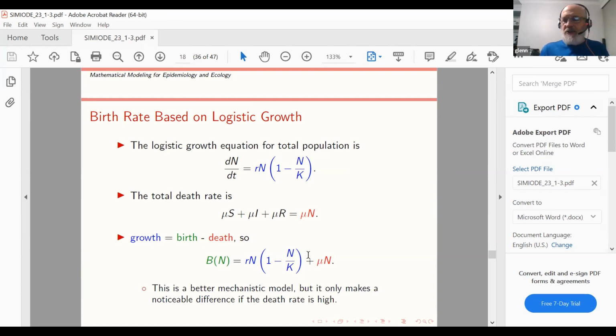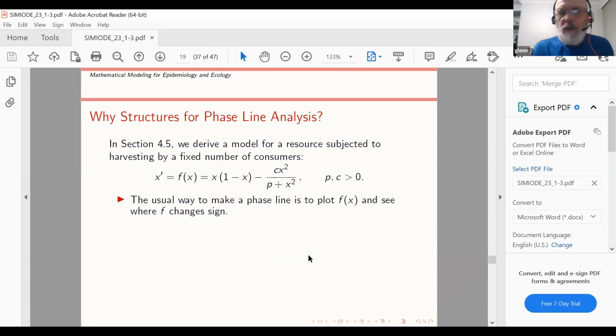Here, though, we've actually studied the question using mathematical modeling and come up with the conclusion, not on the basis of mathematical convenience, but on the basis of good modeling. Okay, lastly, I want to spend a fair amount of time talking about using structures to do phase line analysis.